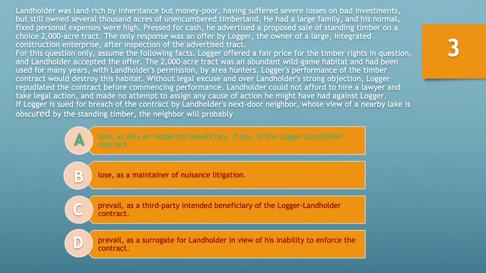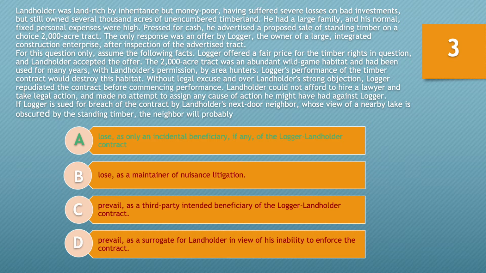C, prevail as a third-party intended beneficiary of the logger-landholder contract. So C requires an intended beneficiary situation. There's no discussion of that neighbor, nor is there any intent to benefit that neighbor in any way, shape, or form. So the contract in and of itself cannot be made out to be an intended beneficiary situation, as that neighbor is not mentioned in the contract, nor does it seem that either of the parties cared or had any discussions with that neighbor prior to this contract.